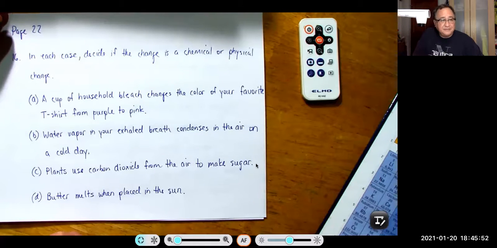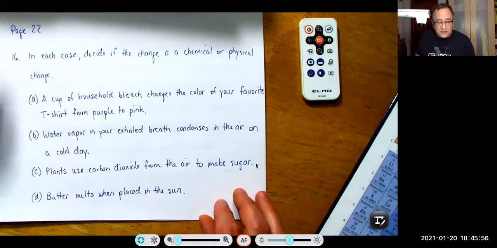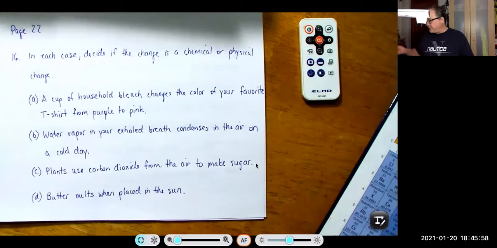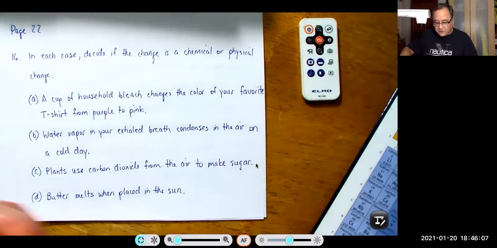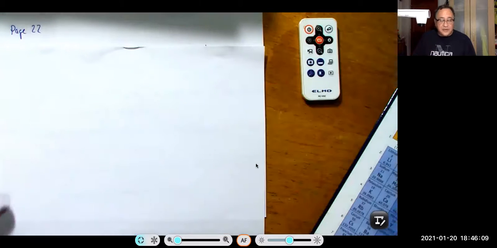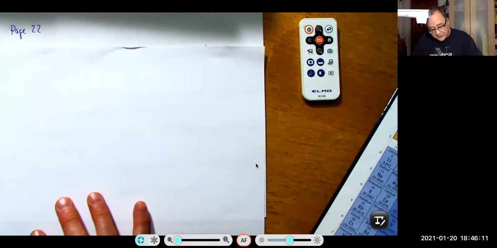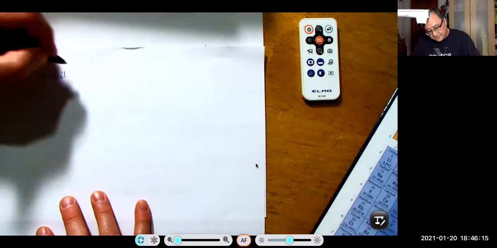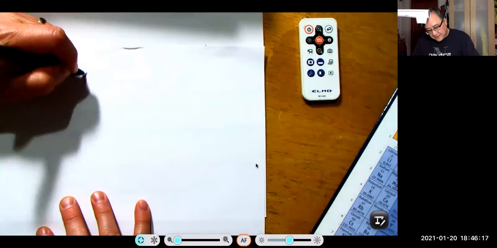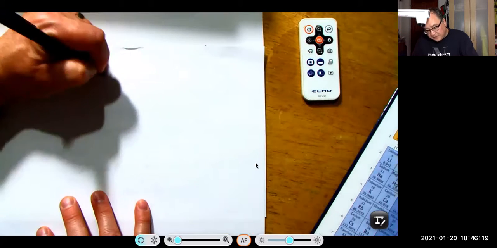Number 16. In each case, decide if the change is a chemical change or a physical change. So what I'd like to do here is write out what the hallmark is, the definitive difference between a chemical change and a physical change. So chemical change is a change in formula.